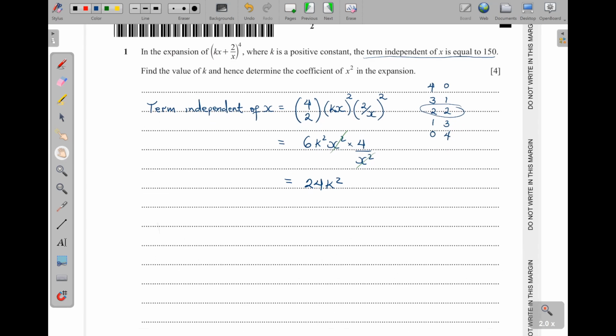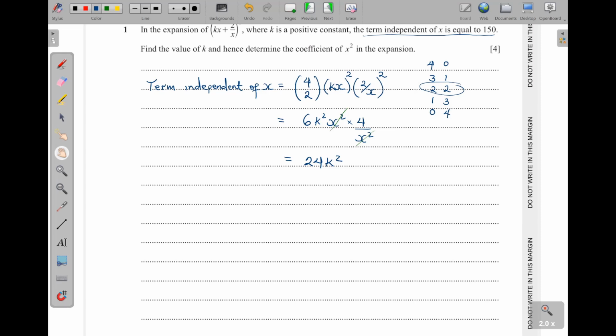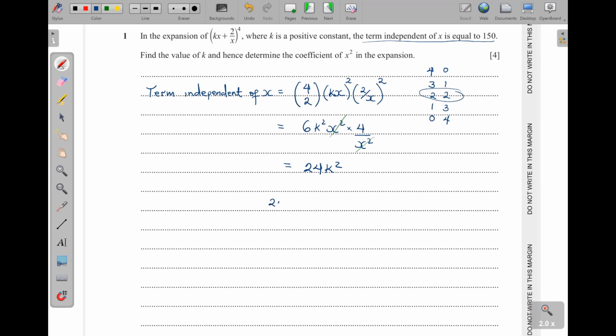But they said that the term independent of x is equal to 150. So that means I will equate this one to 150. So I will say 24k squared is equal to 150. And then our k is going to be the square root of 150 out of 24. So I first divide through by 24, and then after I take the square root. Since I've taken the square root, it is supposed to be plus or minus, but they said k is a positive constant. So k here is going to give us 5 over 2, or you can write it as 2.5.